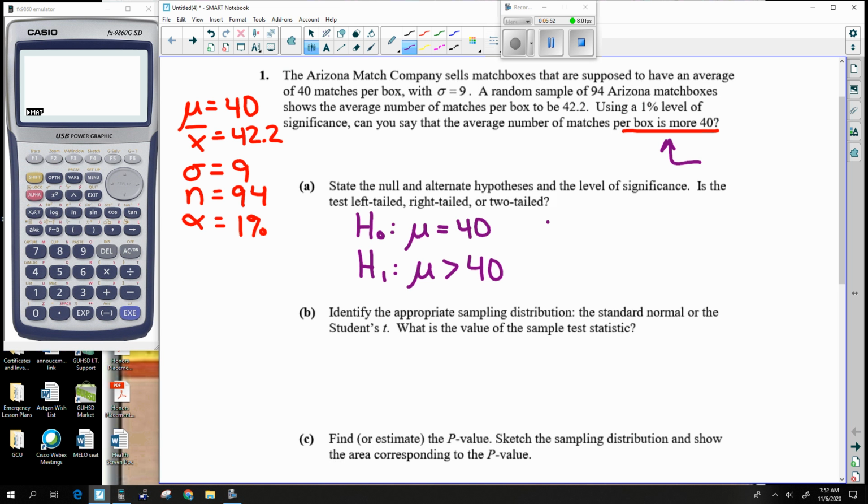The level of significance is our alpha. So our level of significance is going to be 1%. Writing that as a decimal, that's 0.01. And then is this a left tail, right tail, or two tail? For right now, for simplicity's sake, take a look at the inequality on the alternate hypothesis and think of it as an arrow. What direction does that point? It points to the right. This is going to be right tail. So think of the inequality as an arrow.